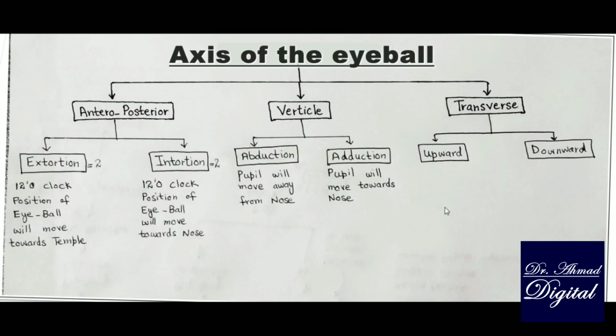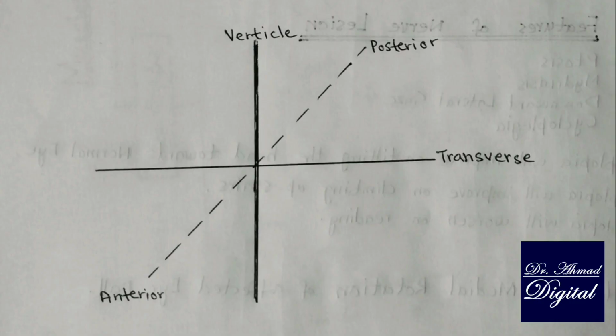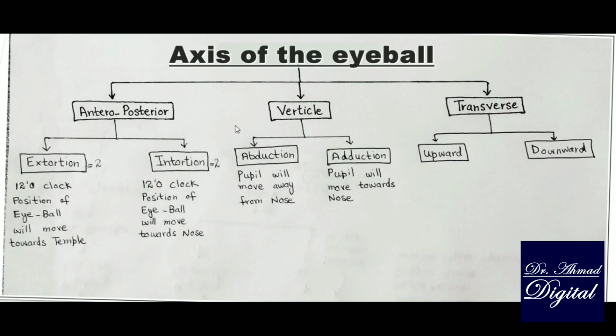But before starting this algorithm, we should understand the axis of rotation. We have 3 axes of rotation. One is the y-axis, the vertical one. The other one is the x-axis, the horizontal, the transverse one, and the third one is the z-axis, which is the anterior posterior one in our discussion. So now we will discuss this algorithm.